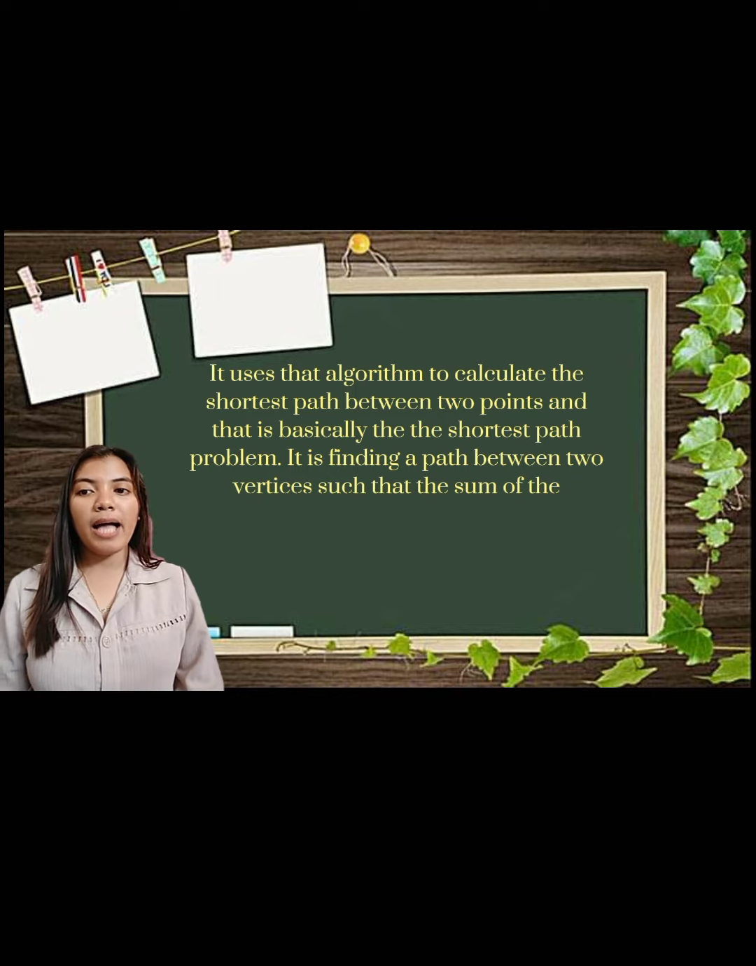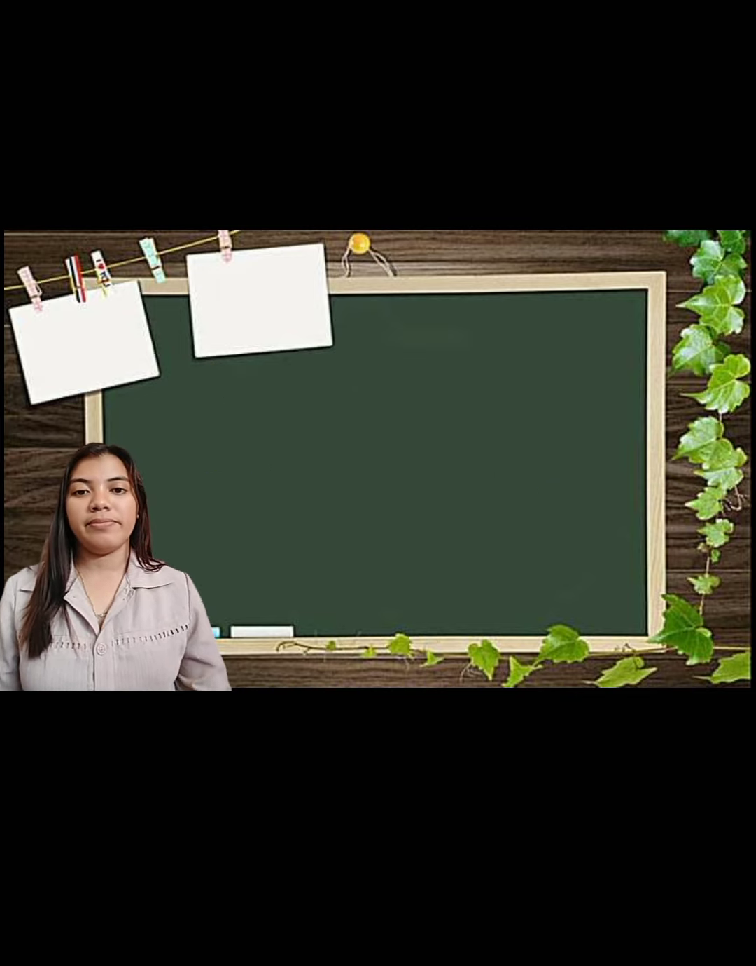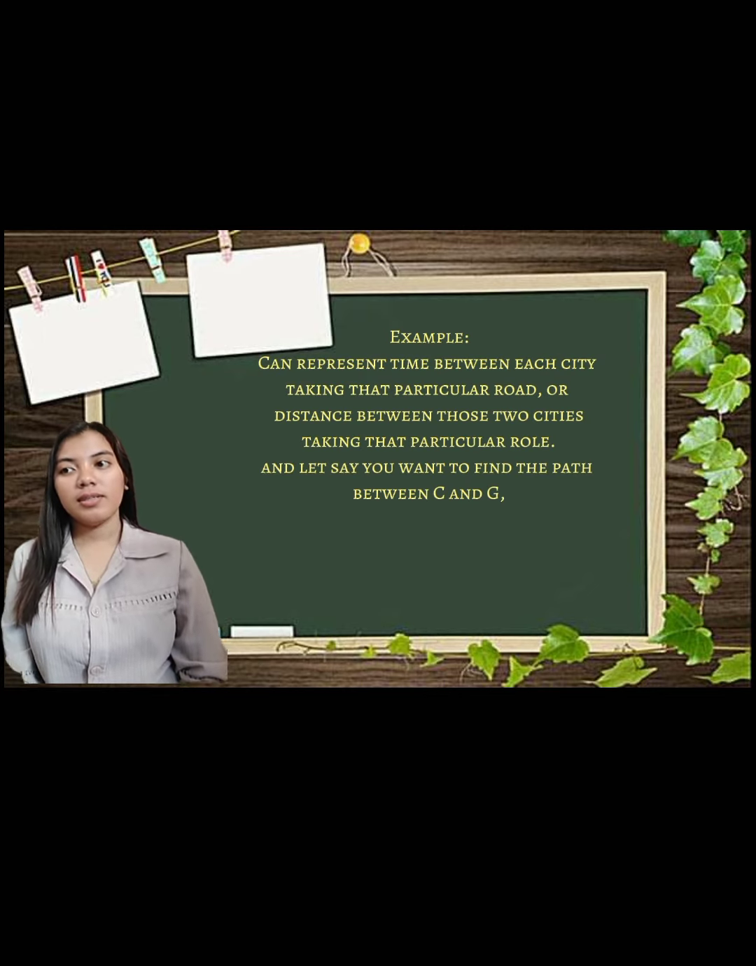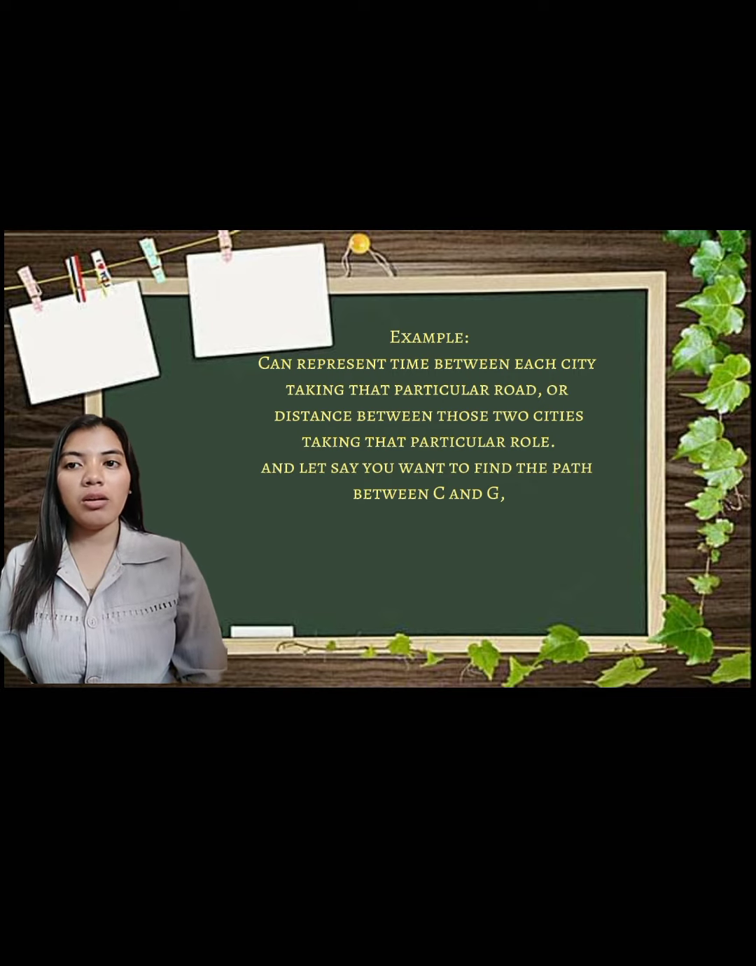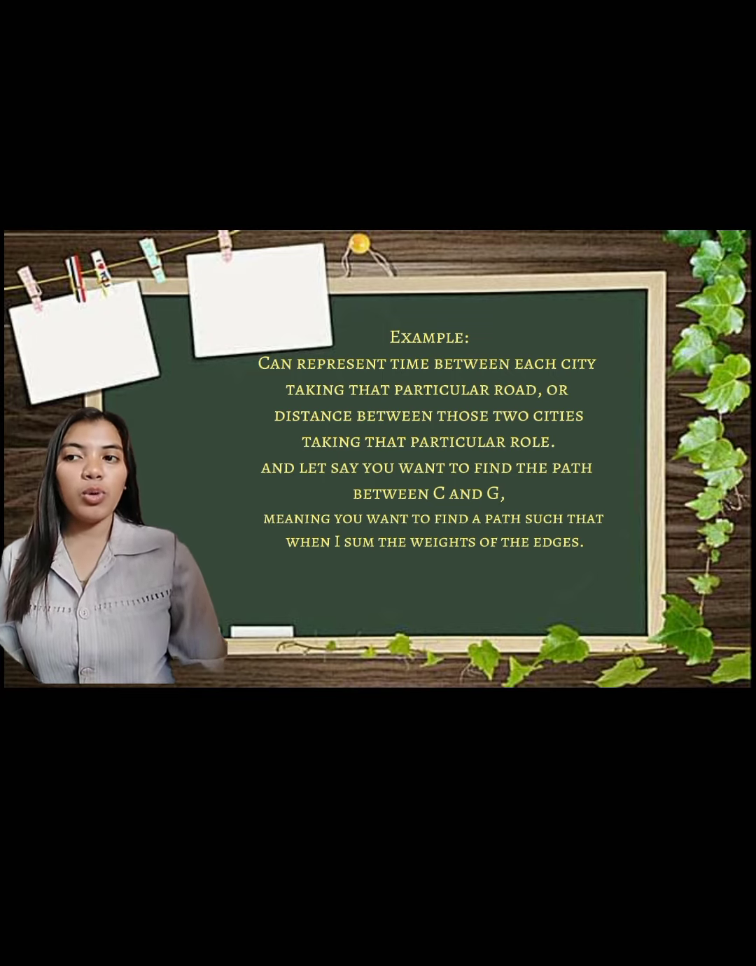Basically the shortest path problem is finding a path between two vertices such that the sum of the weights of the edges in the path is minimum. Weights can represent time between each city taking the particular road, or distance between those two cities taking that particular road. And let's say you want to find the path between C and G, meaning you want to find a path such that when I sum the weights of the edges.